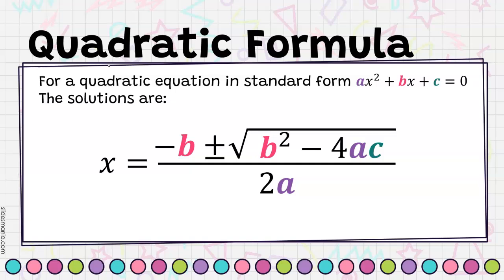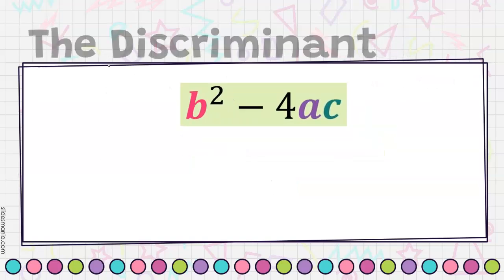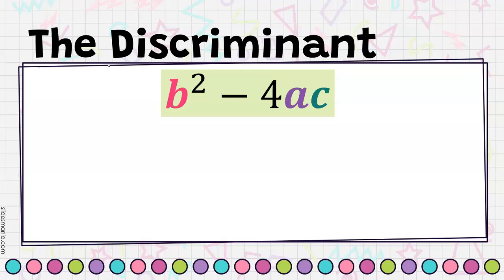There's quite a bit going on in this formula, and we'll come back to the whole formula in just a little bit, but we're going to start with just a piece of it. It is the stuff that is underneath the square root. This is called the discriminant. The discriminant is just b squared minus 4 times a times c.